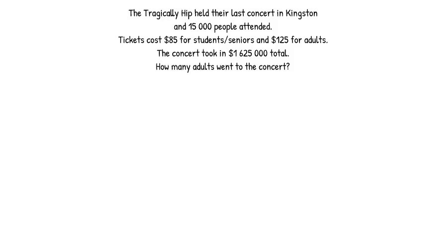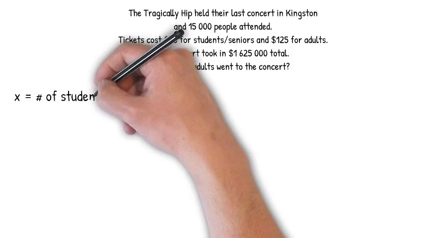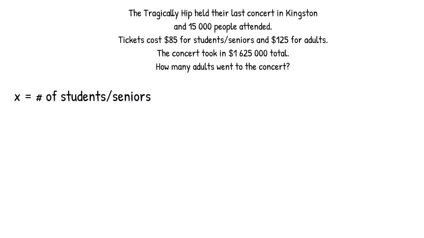While the question is only asking us about the adults, there are actually two unknown pieces of information: the number of adults and the number of students and seniors who attended the concert. So let's use the variable x for students and seniors and the variable y for adults. Now let's think about the information that we know. The total number of students and seniors plus the number of adults equals 15,000 people, x plus y.